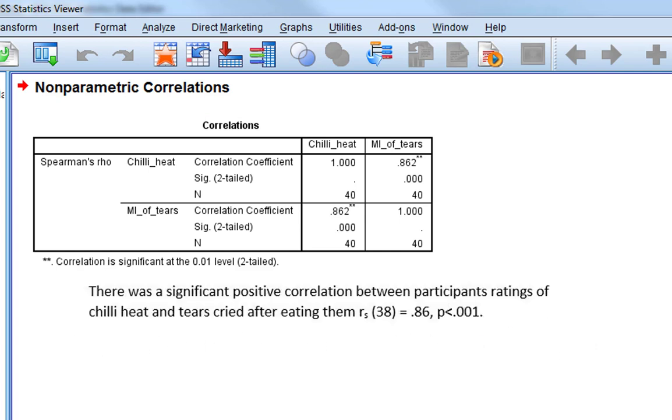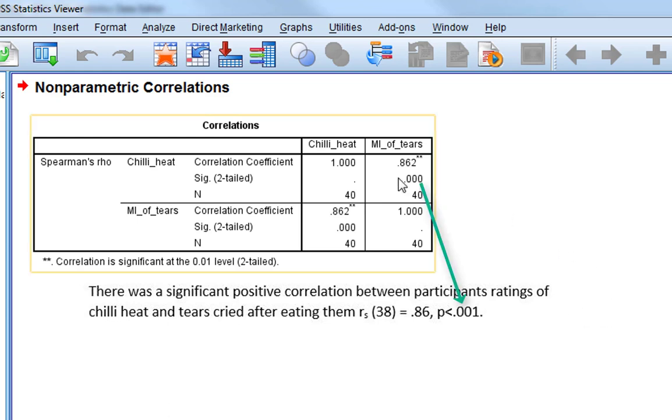We'd write this up like this, and as you can see we report our correlation coefficients to 2 decimal places. In inferential statistics, as a general rule, we report them to 2 decimal places. The value in the brackets is simply n minus 2, so number of participants minus 2, so in this case 38.